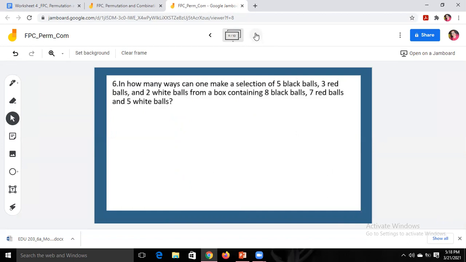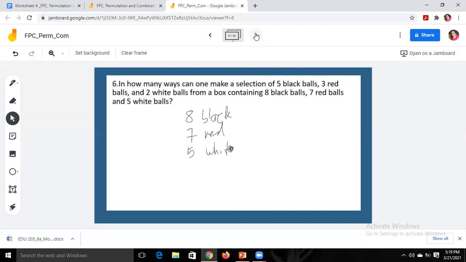Okay, in how many ways can one make a selection of 5 black balls, 3 red balls, and 2 white balls from a box containing 8 black? Okay. 8 black. Okay, and then you have 7 red, and you have 5 white.